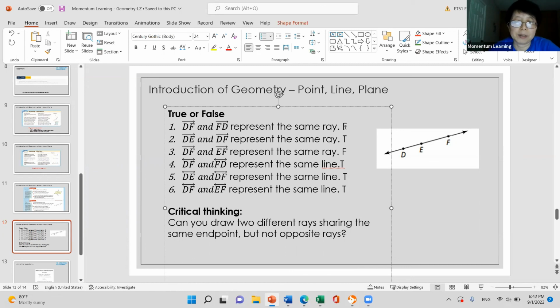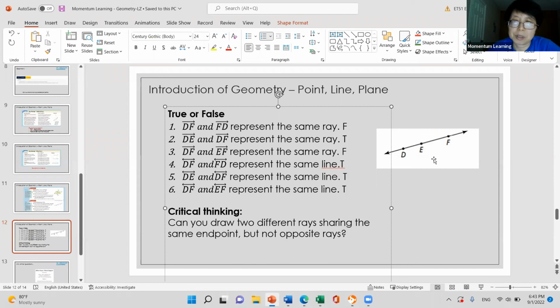Very easy. If you start with E, EF and ED have the same endpoint and go in different directions, so those are opposite rays. Now look at my mouse here. If I start from E and I draw a ray from this direction.